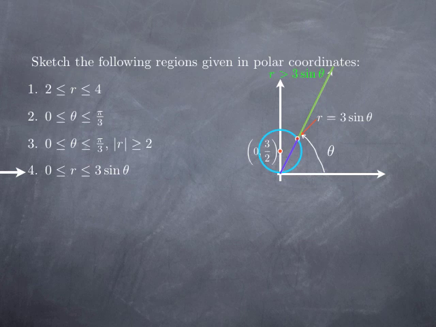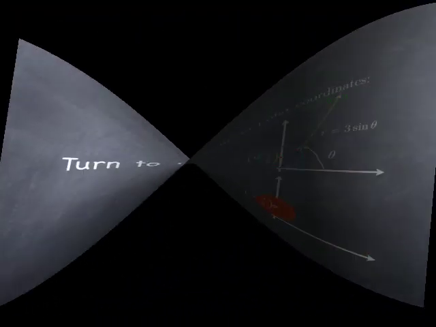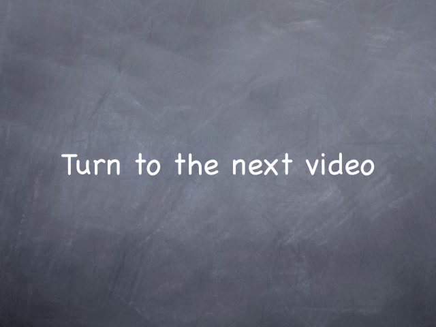Now if we let theta range from 0 to 2 pi, what we obtain is a disk. So this inequality corresponds to the disk centered at the point of coordinates 0, 3/2 and of radius 3/2. Let's move on to the next video to see more about polar curves.